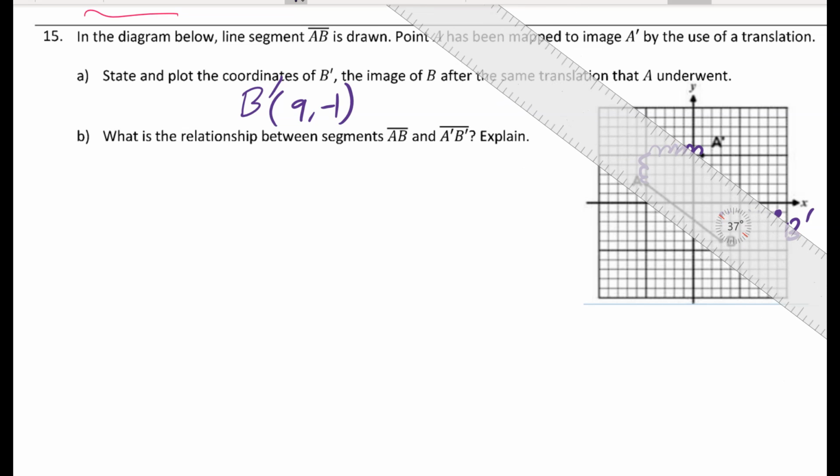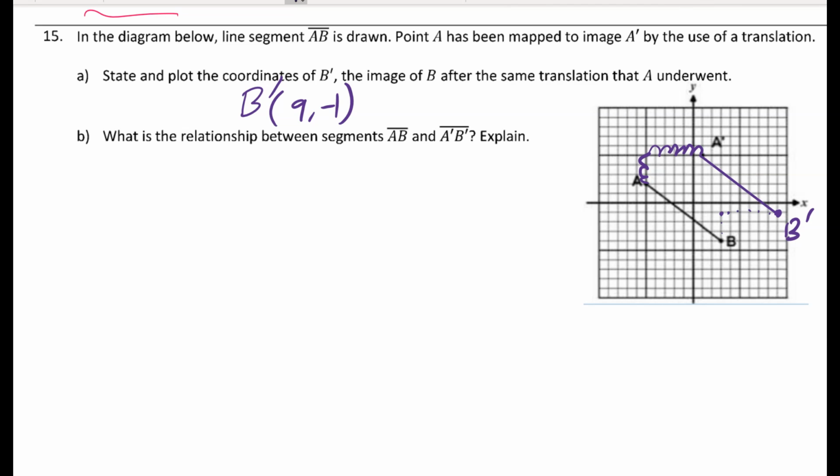And if I connect those, I actually am going to use a straight edge this time. And there's a reason why. Of course, you should be using a straight edge every time when you're plotting points. What is the relationship between AB and A prime B prime? Well, they are parallel. Reason being, if you translate a line segment somewhere else, it's going to have the same slope. So translation preserves parallelism. So you could either say that, or you could say that they have the same slope, therefore they are parallel.